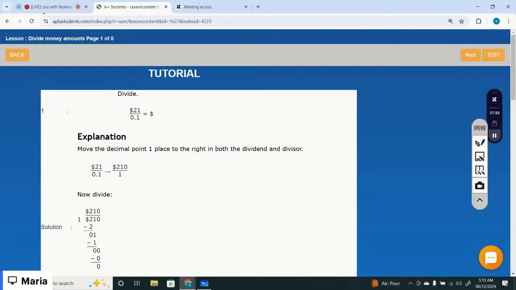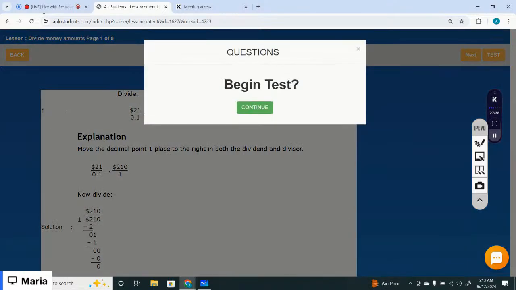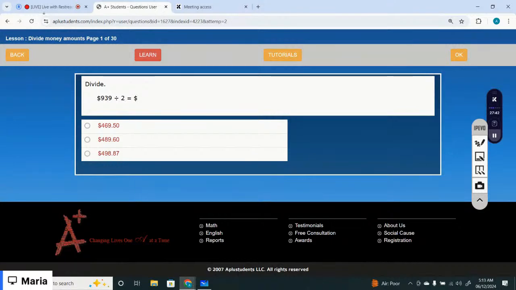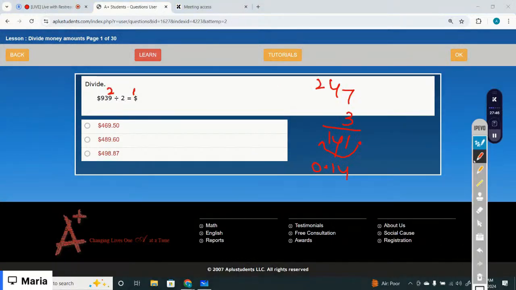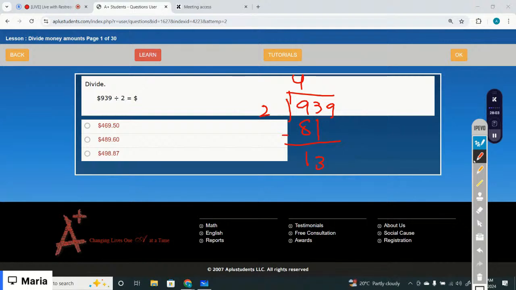Okay, let's just start with the test questions. You have to divide them the same way you divide decimal numbers, right? 939 divided by 2. So you have to divide them using the long division method. Let's just divide 939 by 2. 2 times 4 is 8. 9 take away 8 is 1. Bring the next digit down, that is 3. So you have to divide 13 by 2.